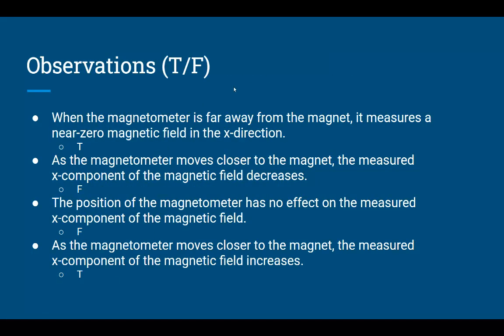So here are some quick observations. When the magnetometer is far away from the magnet, it measures near zero. That's true, but it's really far away, so it doesn't really have any effect. However, when you move closer to the magnet, the field actually increases. So that's what this one is down here, right? As we move closer, it increases. So this one's true, this one is false. And then this one says the position has no effect on the measured exponent. That is incorrect, because we know this falls off with distance.